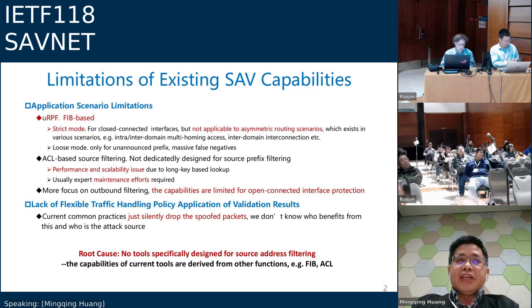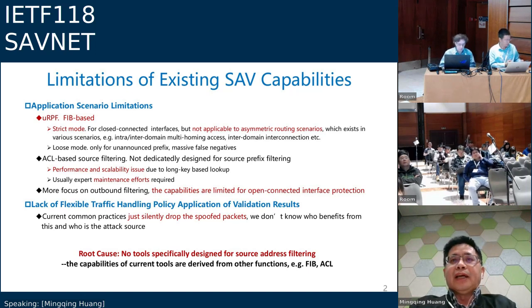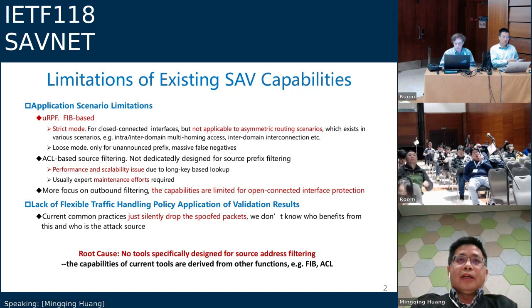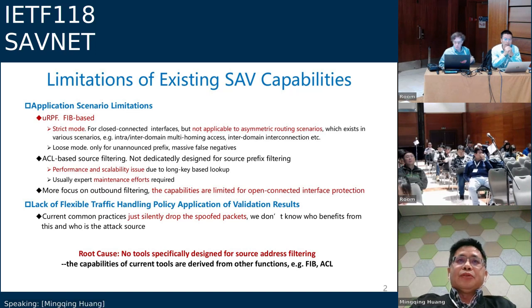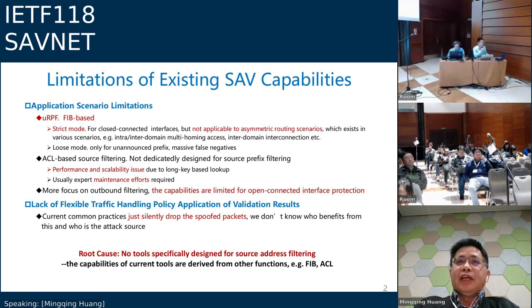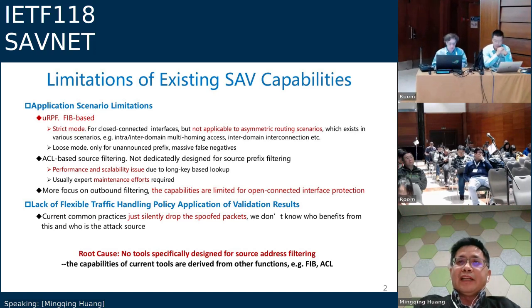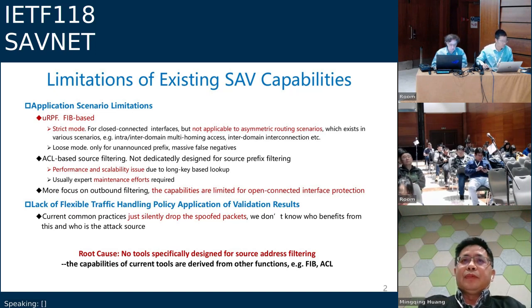And ACL is basically a reactive tool. It relies more on human expert maintenance or some centralized security center. Another issue is that ACL may introduce performance and scalability problems. One more important limitation is that current capabilities focus on outbound filtering, which means the closed connect interface scenarios. For open connect interface scenarios, we don't have many tools, and just rely on URPF's loose mode or reactive ACL configuration.